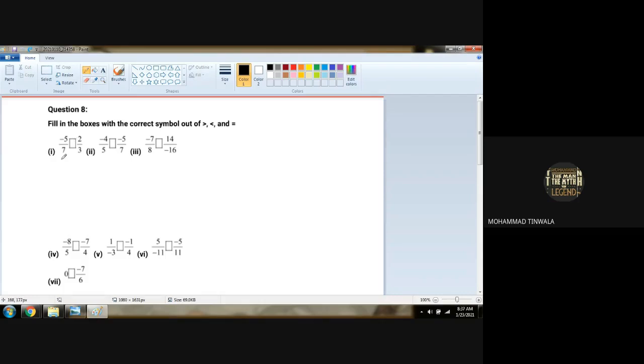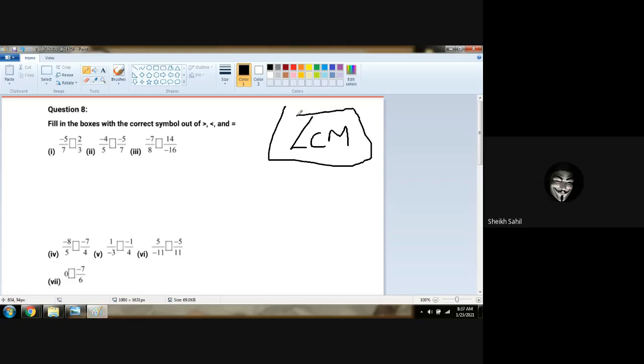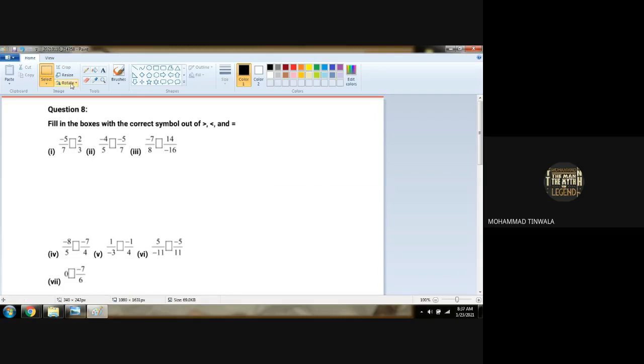Now, -5/7 and 2/3. Though it is not equal, the denominator is not equal. Can you see here? Yes. Denominator is not equal, so we have to take the LCM. Yes. LCM. To compare, denominator should be equal. But use a little brain.